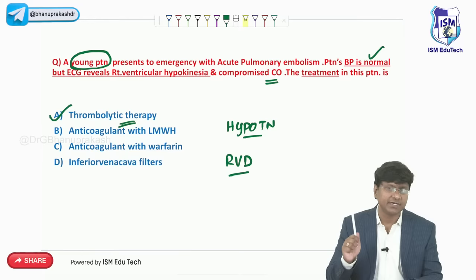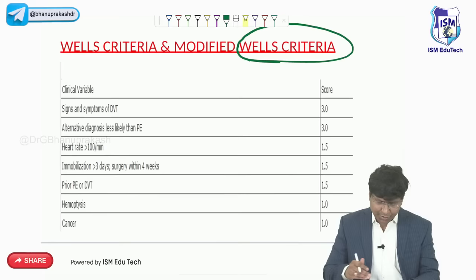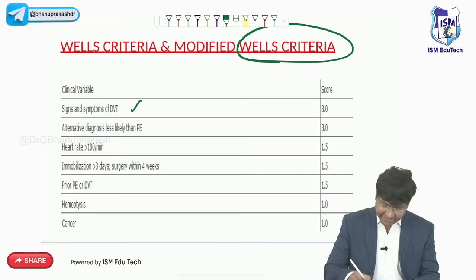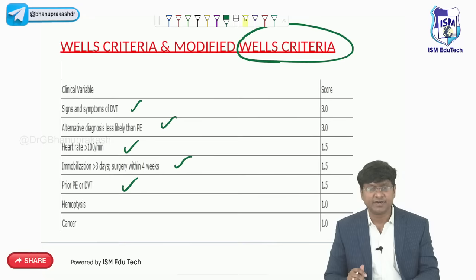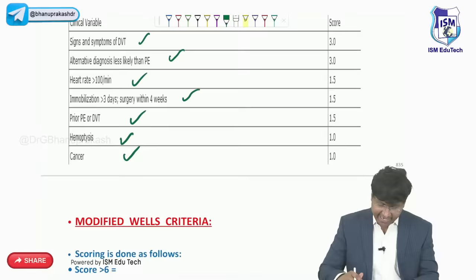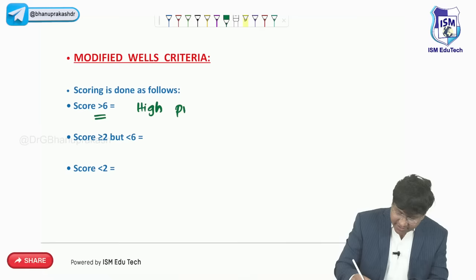And what is the name of the criteria for pulmonary embolism? The name of the criteria is also a very, very important question. The name of the criteria is the Wells criteria, that is, the modified Wells criteria. And you have various parameters; the parameters themselves can be asked as a question. The parameters included are signs and symptoms of deep vein thrombosis, alternative diagnosis less likely compared to pulmonary embolism, heart rate more than 100, immobilization for more than 3 days, past history of pulmonary embolism or DVT, hemoptysis and malignancy. These are the parameters of your Wells criteria. And to consider pulmonary embolism, how much should be the score? If the score of the individual is more than 6, that is high probability of pulmonary embolism.